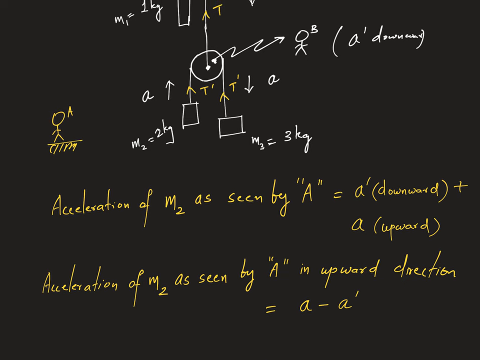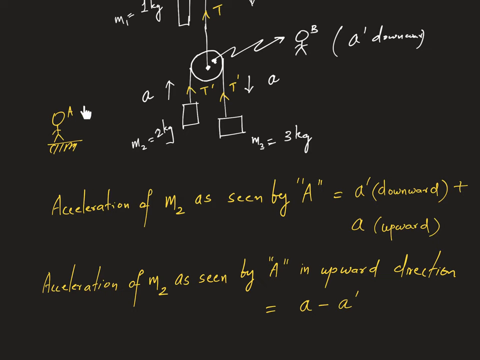So here I have written acceleration of mass M2 as seen by A in the upward direction. A prime will have a negative sign because it is in the downward direction. Make sense? So this will be the acceleration of mass M2 in the initial frame of reference: A minus A prime. I'm not going into equations, but this is common sense.